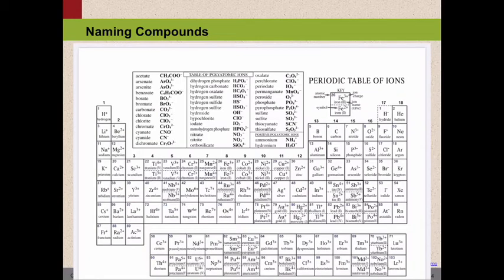Now, once again, just taking a look at this periodic table of ions, any of these in this area that have 2 different charges, whenever you name them, you've got to include Roman numerals. So when we're naming stuff, make sure you have this periodic table of ions out. Double check. First thing you should do is look at the periodic table and see, are there more than one charge? If there is, make sure you include a Roman numeral.